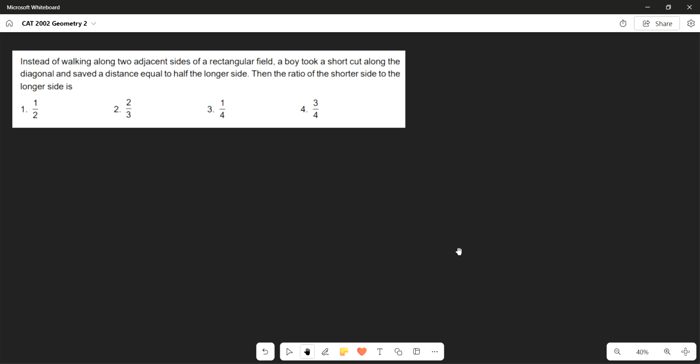The first question says that instead of walking along two adjacent sides of a rectangular field, a boy took a shortcut along the diagonal. Basically, instead of walking along the length and then along the breadth of the rectangle, the boy directly walked via the diagonal. In doing so, he saved a distance equal to half the longer side. So we need to find the ratio of the shorter side to the longer side.